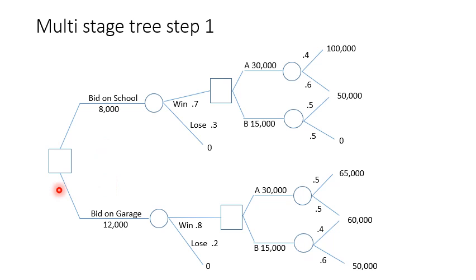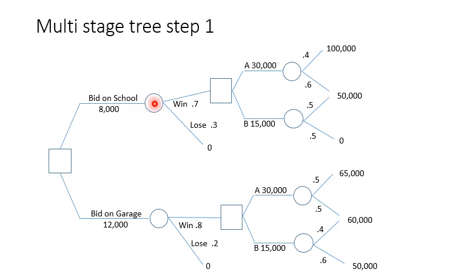So we have a company, and this company has an option. It can bid on the construction of a school, or it can bid on the construction of a garage. In order to bid on the construction of the school, it's going to cost them $8,000. Bidding on the garage is going to cost them $12,000. No big deal. One is more complex as far as the bidding process, so it costs a little bit more money.